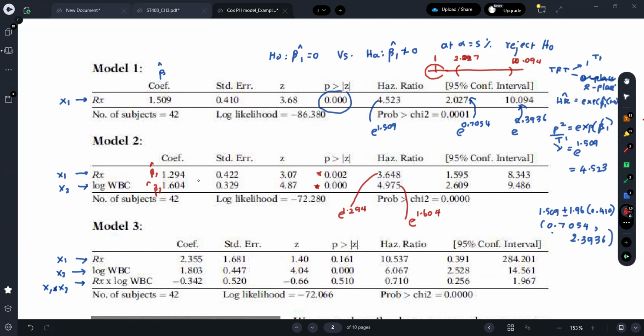And then the confidence interval, right? Again, you know how to get the confidence interval. Standard errors are there for Rx and log WBC. You can easily construct the confidence interval for the coefficient, and from that, taking e to the power, the 95% confidence interval for the hazard ratio, right? Again, assume normality. Take Z, so 1.96. Now look at the confidence interval, the first one for Rx. Does that interval contain 1? Does this interval contain 1?